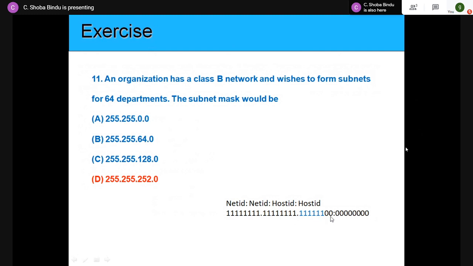So this will be the subnet mask: all ones followed by zeros. When you take this value, it will be 255.255.252.0. That is the subnet mask for each subnet here.